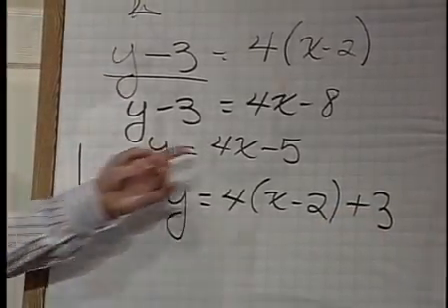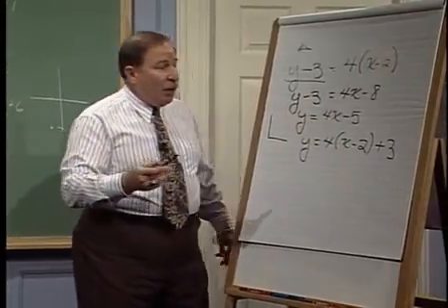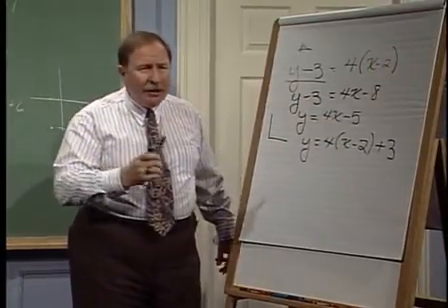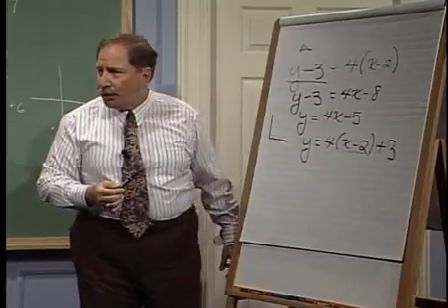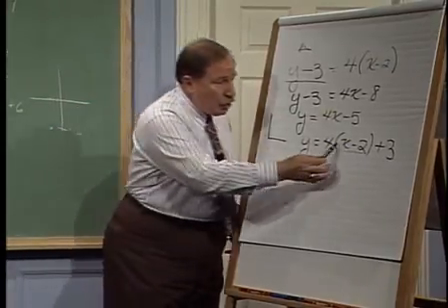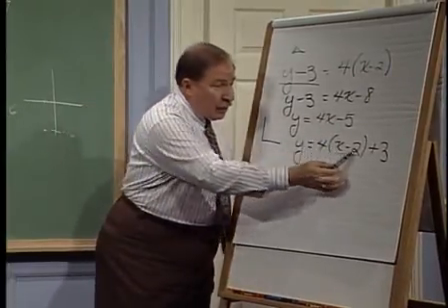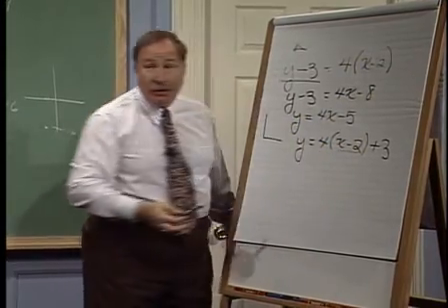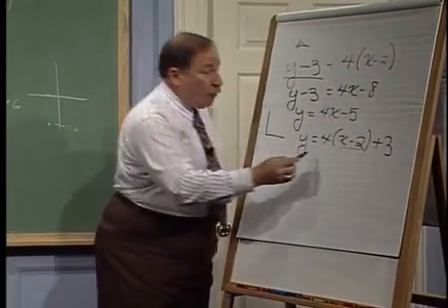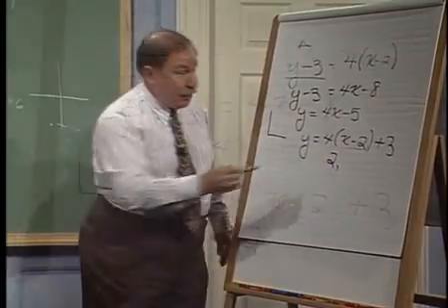We know when x is 0, y is negative 5. We don't care about that. We care about what happens when x is 2. Why did I choose 2? Because look in here. What happens when x is 2? When x is 2, 2 minus 2 is 0. And 4 times 0, 1,000,000 times 0, I don't care what the slope is times 0, it's going to be 0. And therefore, when x is 2, y is 3.